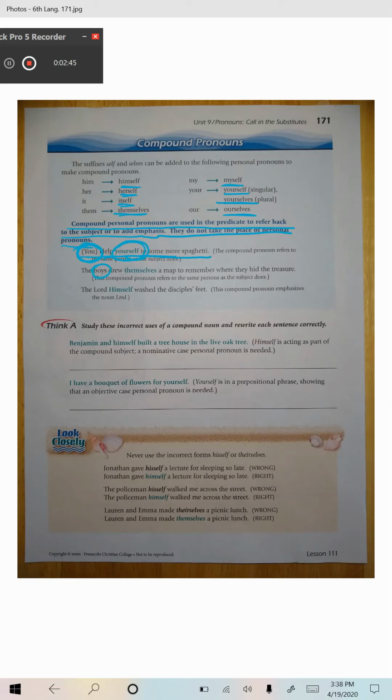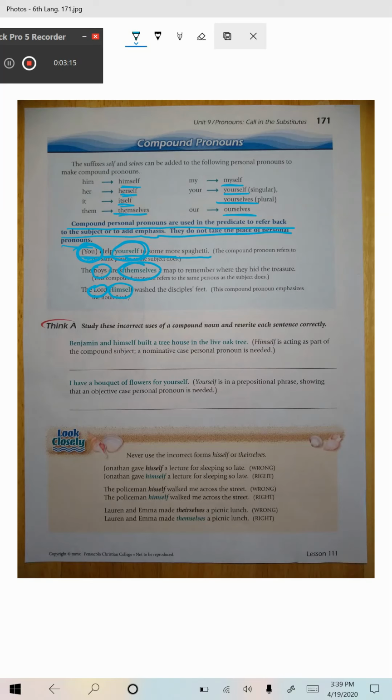Here, the boys drew themselves a map to remember where they hid the treasure. The Lord himself. Do you see how their use is almost like an emphasis a little bit, but you're going to have either a regular pronoun in this sentence or an understood pronoun or another noun in this sentence. Okay, let's look down at Think A.